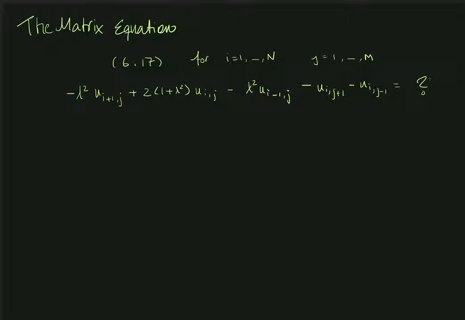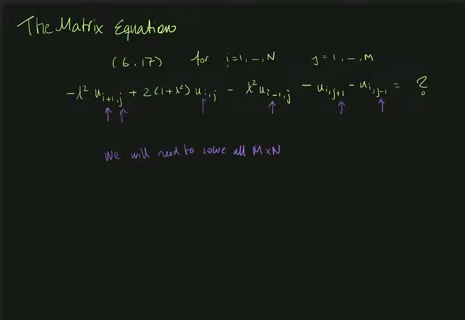Okay, so when we look at this, one of the first things we should probably notice is that this equation contains indexes i plus 1, i, and i minus 1, and it also contains the indexes j, j plus 1, and j minus 1. So why is that a problem? Well, it varies a lot in both indexes. And actually, if we take a look at this, we will need to solve all m times n equations.